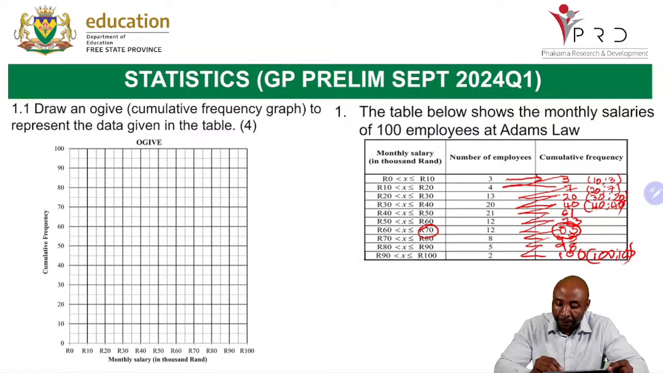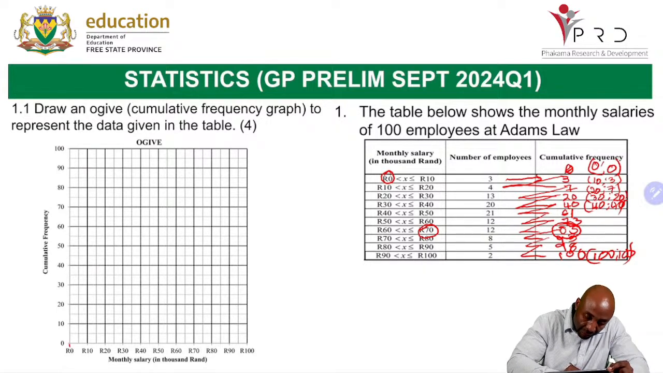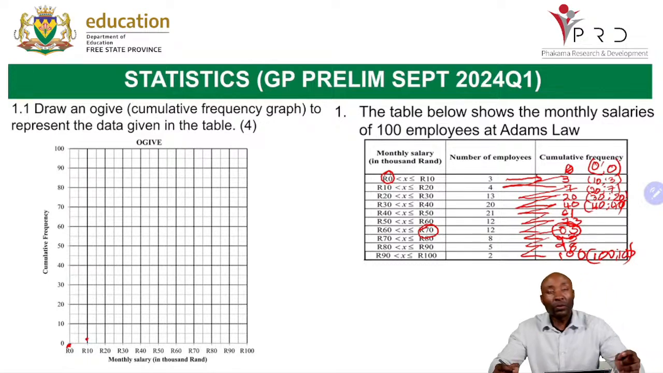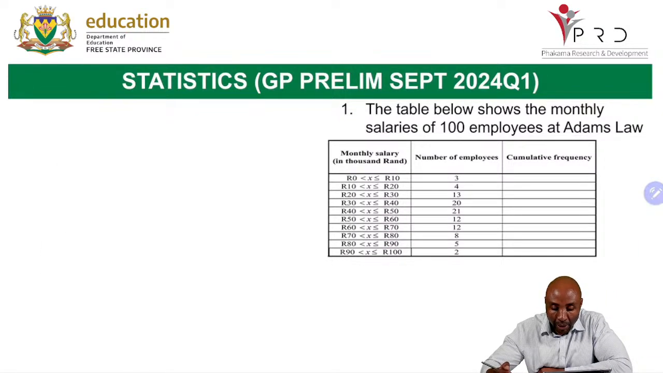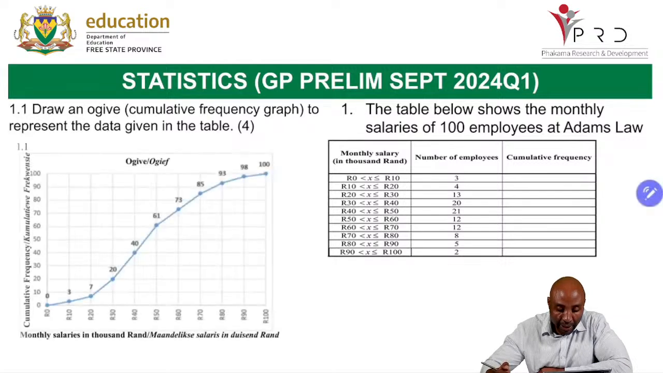And remember, we need to always ground. So 10 and 3 is the first point that you are plotting, but where do you ground it? At 0 rand. So you must have another point with coordinates 0 and 0. That is for grounding. You must have that point. 10 and 3 will be somewhere there, and so on and so on. From there, you join the points. And our cumulative frequency graph would look something like that.